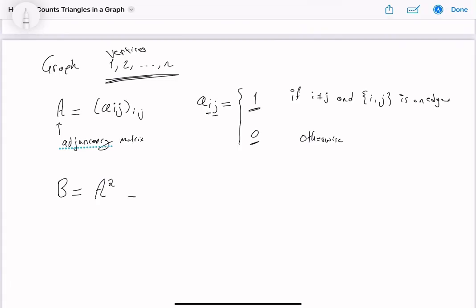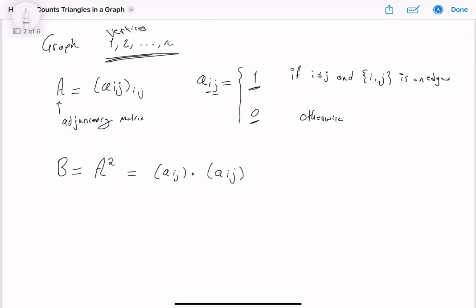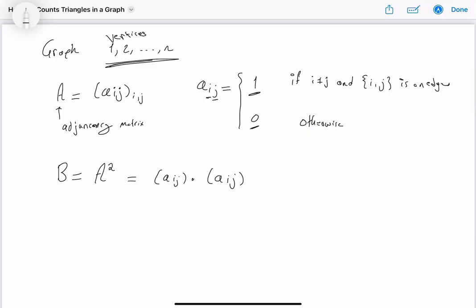By definition, this is the matrix A multiplied by the matrix A. If we want the ijth entry of the matrix B, so if we call that Bij, this is the ijth entry of the matrix A squared. And of course, by elementary linear algebra, this is the sum of Aik Akj, as k runs between 1 and n.